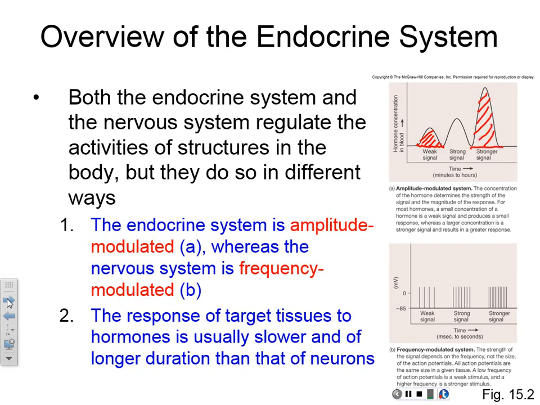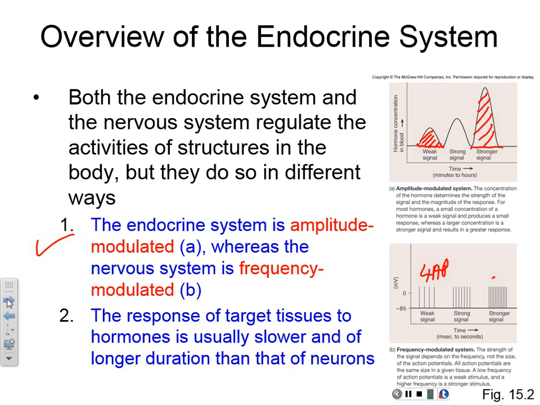You see, that's a much stronger signal. So the endocrine system is amplitude modulated, right? Whereas the nervous system is frequency modulated. Like here, you only have 4 APs, action potentials. And then here you've got many, and then here you've got more. So this would be a stronger signal. You see what I'm saying? So the nervous system is frequency modulated.